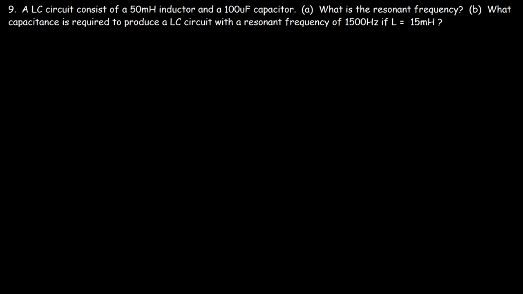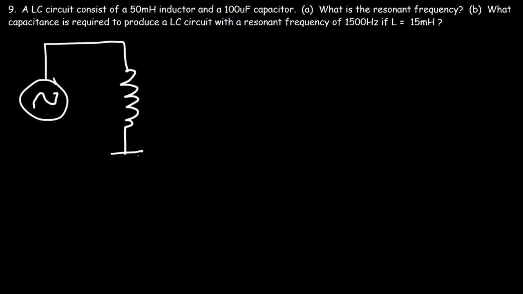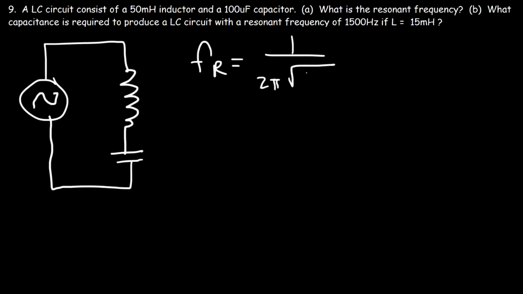Number 9. An LC circuit consists of a 50 millihenry inductor and a 100 microfarad capacitor. What is the resonant frequency? So let's draw a circuit. Here's our AC source, and there is an inductor L and a capacitor C. That's a typical inductor capacitor LC circuit. Now the equation to calculate the resonant frequency is 1 over 2 pi square root LC. So all we need to do to answer part A is just plug in the data that we have.